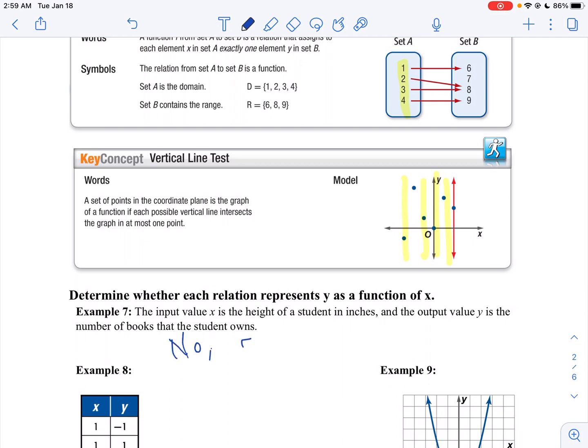So the same height could have different values for owning books. Could have different number of books, we'll say.